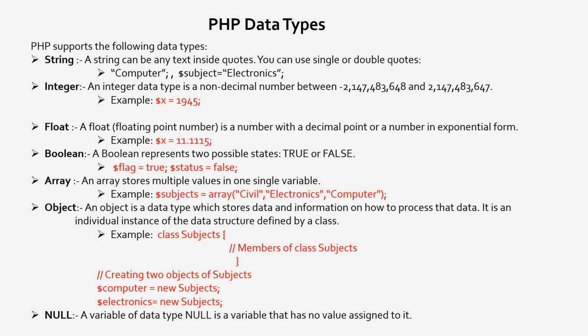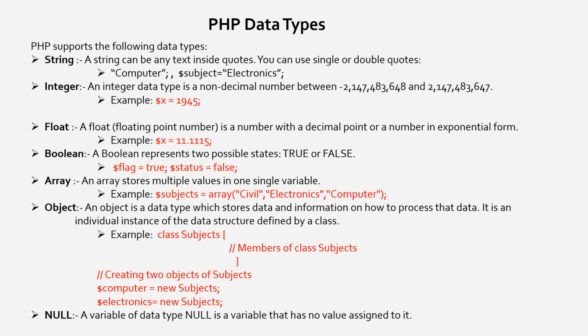Subjects of 0, subjects of 1, like that we can easily access. But anyway, arrays and all we will discuss later in detail. Array processing is there. Another data type is object. It is used to store data and information on how to process the data. It is an individual instance of a data structure defined by a class.